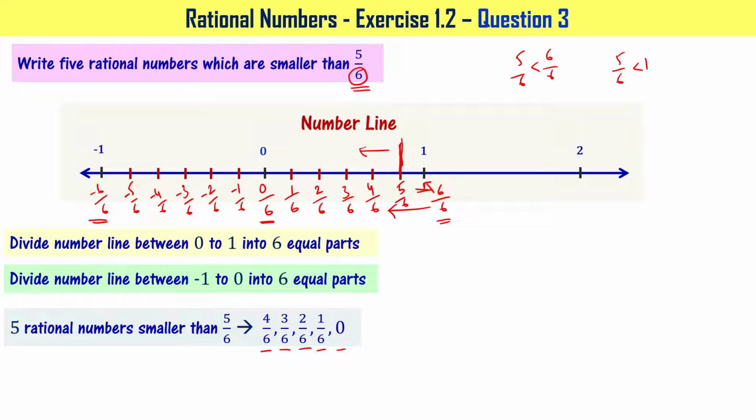Otherwise, you can say minus 1, minus 5 by 6, minus 4 by 6, minus 3 by 6, minus 2 by 6. You have 5 numbers, right? Like that, you can pick any of the numbers. It doesn't matter. But what we are asked to write is 5 rational numbers smaller than 5 by 6. That's what I have written here, right?